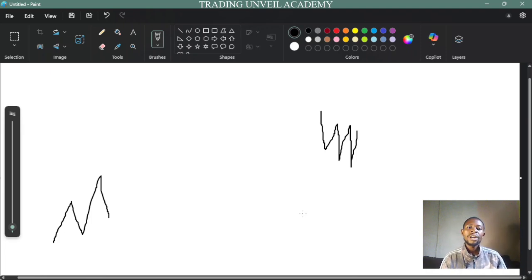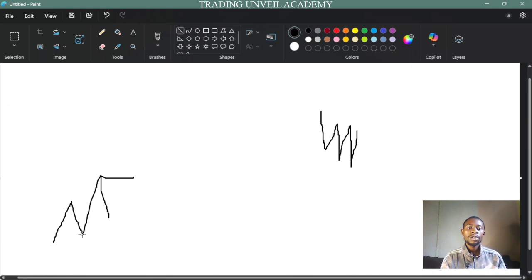After knowing the trend of the market, the next thing you have to do is to mark out your trading range. For example, on this bullish side, from here to here is my trading range. Then on the sell side, from here to here is my trading range.